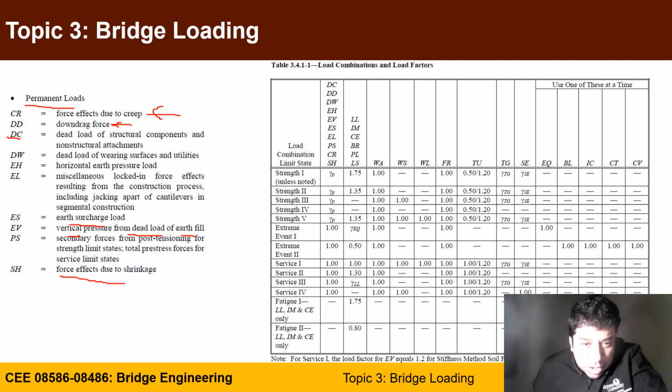In our class, we may focus only on DC and DW, and we will let you know if we can't touch others. If you can see here, the load factors are all gamma P, so they are not very specified. You have another table to specify the P, so we will go through that.